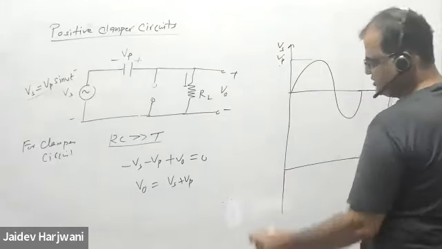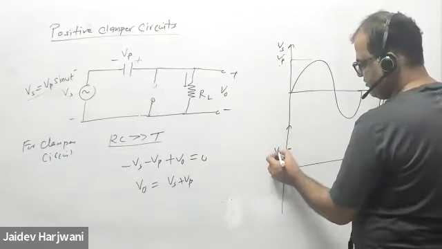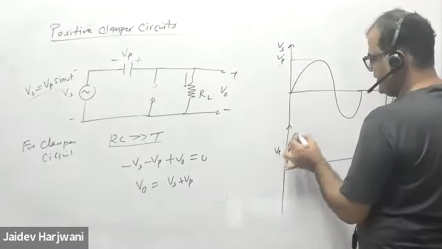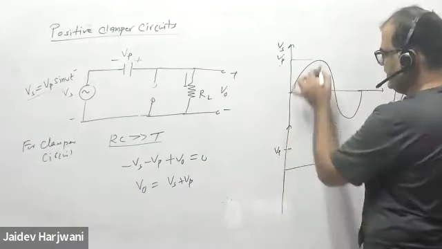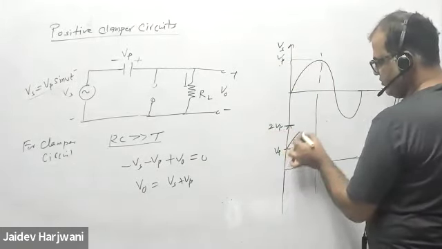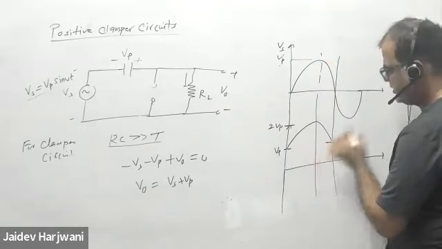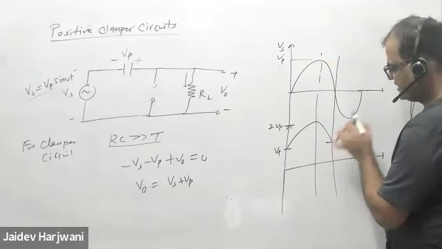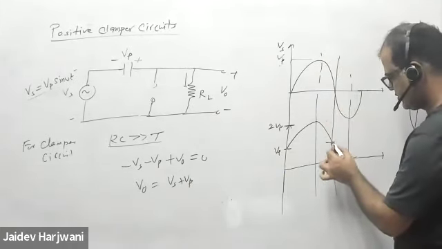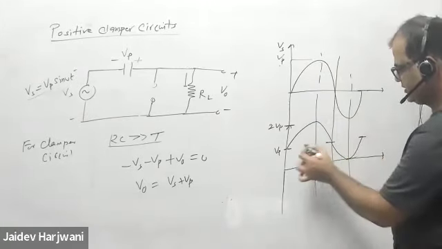So when my Vs is 0, my V output is Vp, and when Vs is Vp, my V output is twice Vp, up to here. This is Vp, so this is twice Vp, so my current will go up to here. When it is 0, I am up to here, Vp. And when it is minus Vp plus Vp, I am at 0. And when it goes to 0, again it goes up to here.